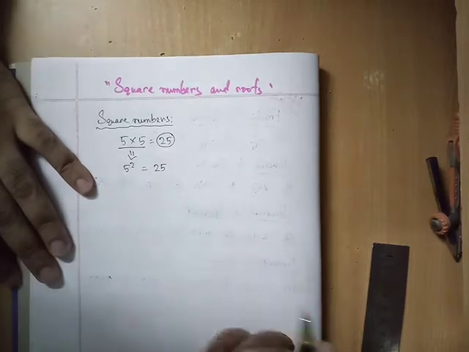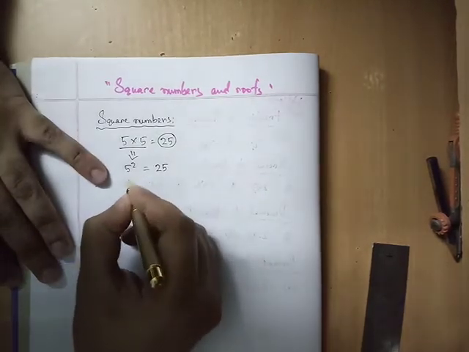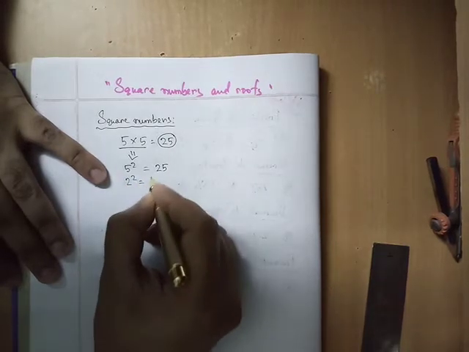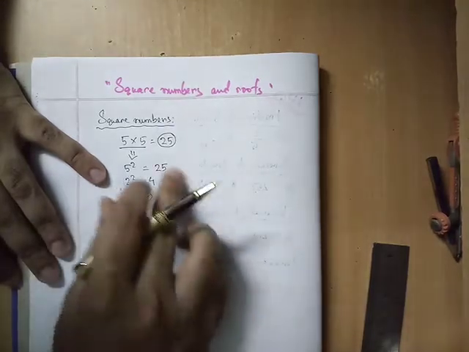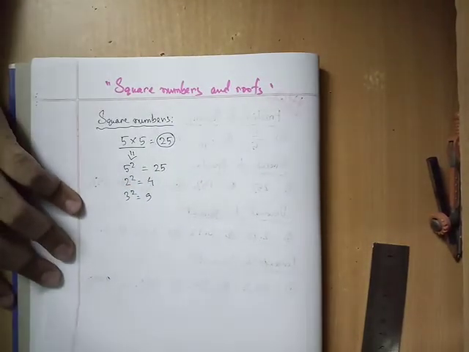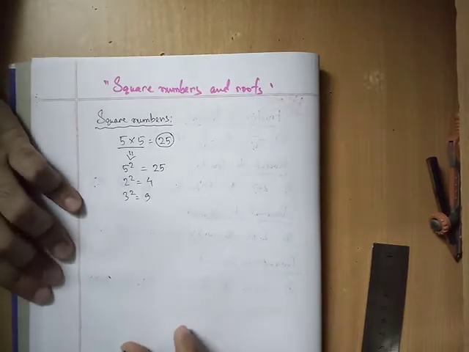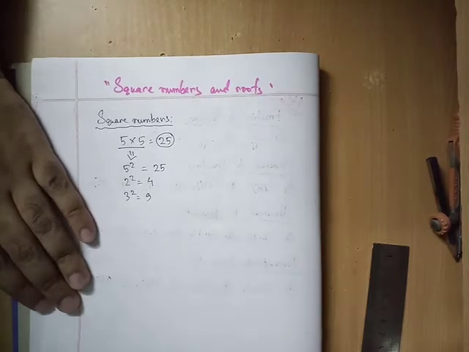Another example of square numbers: 2 square equals 4, 3 square equals 9. All these numbers are squared numbers, and for our convenience it is better for us to at least memorize the squared numbers from 1 to 20. It is better because going ahead we are going to need it.